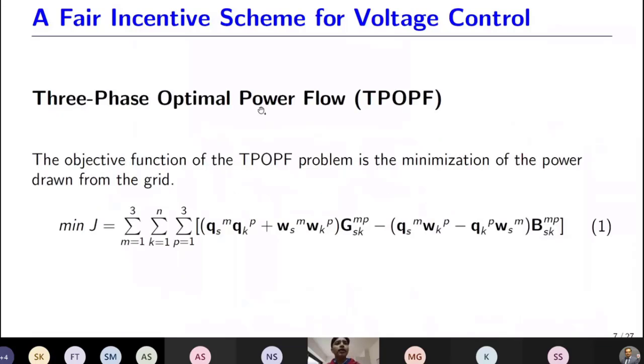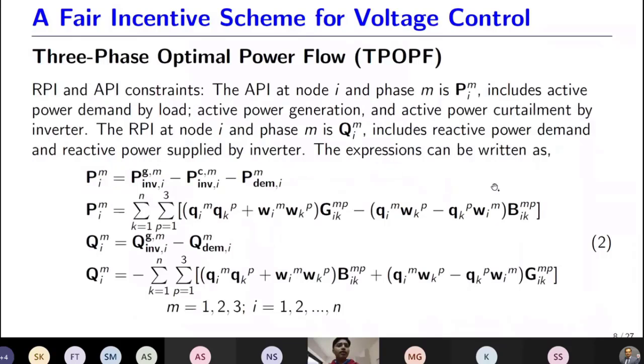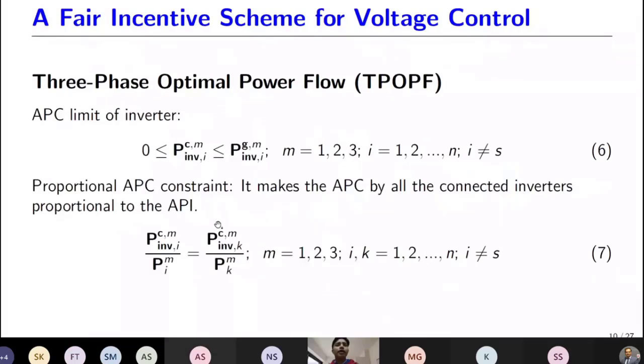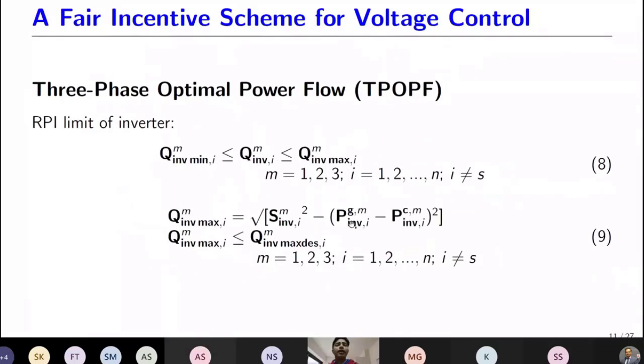To do the analysis, I have modeled a three-phase optimal power flow in rectangular coordinates, and it is solved by the interior point method. These are the constraints: P injection and Q injection at the nodes, power flow limit, voltage constraints, active power curtailment limit, proportional active power curtailment limit, and the reactive power capability limit of the inverter.